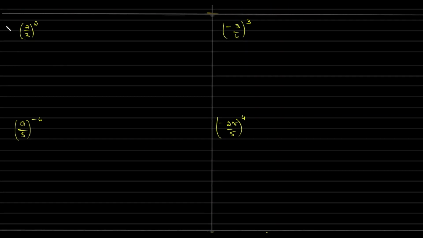Okay, quite a few more problems. Now we have 2 by 3 whole square. So this is nothing but 2 square by 3 square. Since it's a simple number, let's resolve it. 2 square is 4, 3 square is 9. Now we have the negative power. So not a big change. 8 to the power of negative 6 divided by 5 to the power of negative 6.